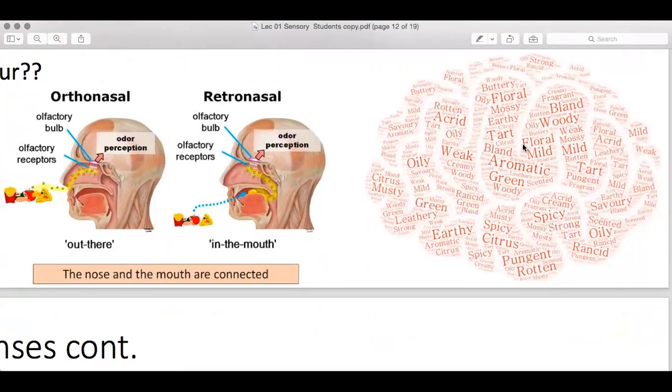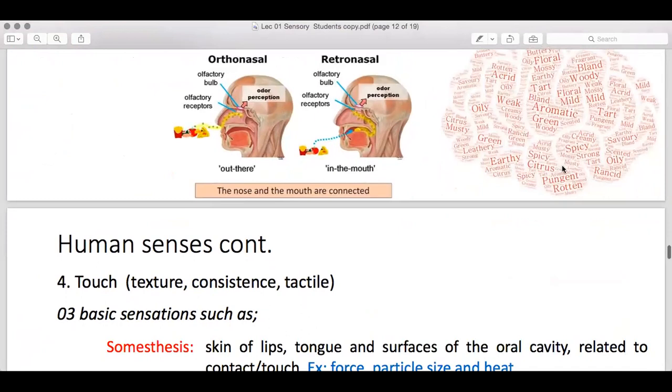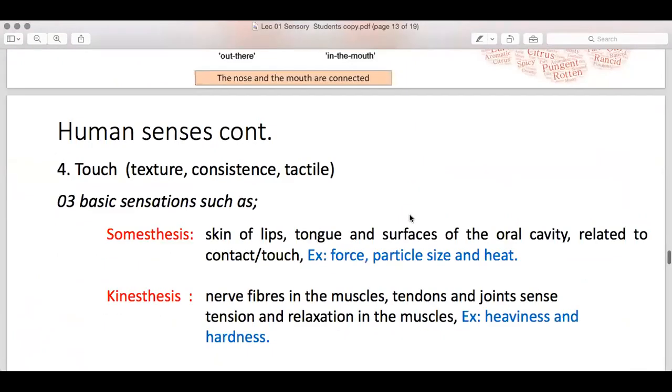And the brain can identify so many fragrances. Here you can see some examples of fragrances: floral smell, oily smell, citrus, green smell, leather smell. Likewise, there are so many examples: rancid smell, woody, mild smell, tart smell, spicy, pungent, rotten. These are some examples. You also know examples of odor.